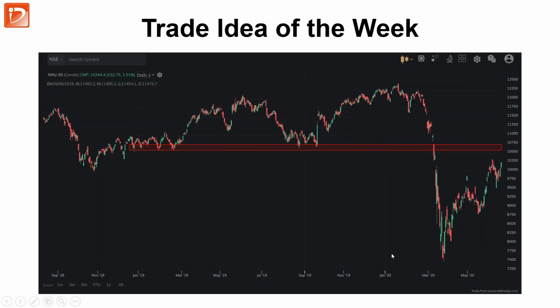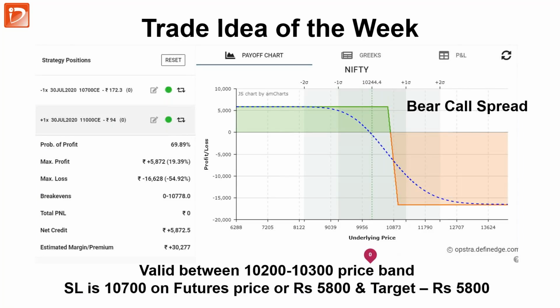So taking this into account, I'm suggesting a bear call spread. Again, please do your due diligence and take small positions. So we are suggesting a bear call spread. We are selling a 10,700 call and buying an 11,000 call to give protection to the sold option.